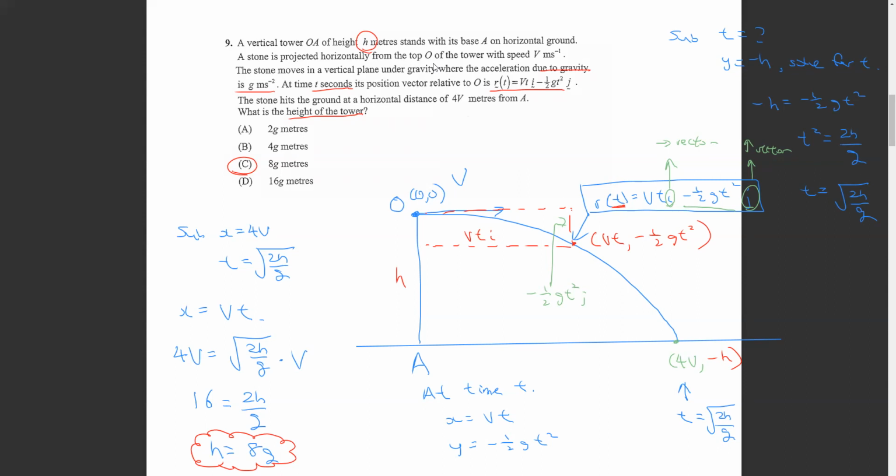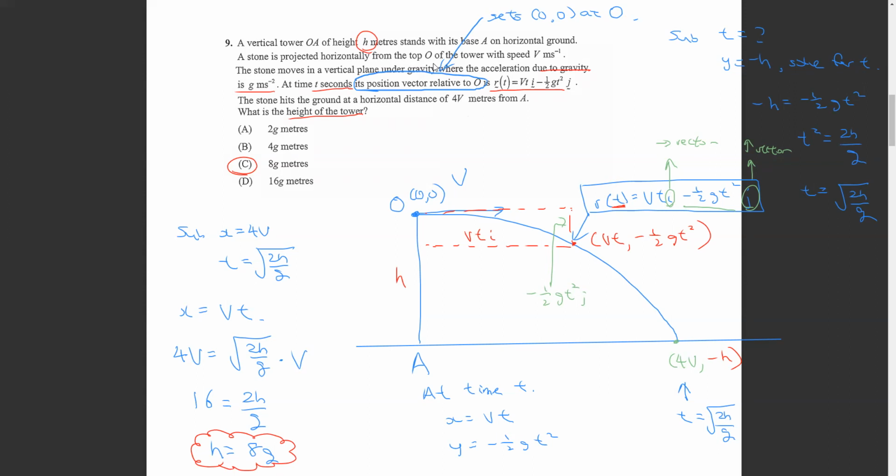Do you just assume that the top of the tower is the origin O, or does it say so? We didn't assume that. It specifically told us that the position vector is relative to O. So this sets 0, 0 at O. That was not an assumption on our part. And that's a very good question, and that's why you needed to read the question to figure that out.